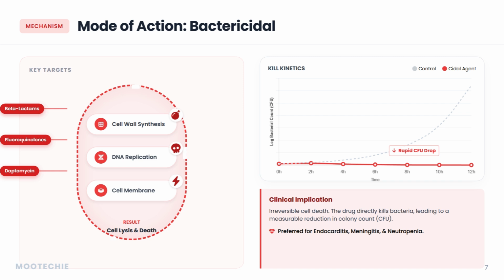The clinical implication is clear. This is irreversible cell death. The drug directly kills bacteria, leading to that measurable drop in CFU. Because of this direct action, they are preferred for serious conditions like endocarditis, meningitis, and neutropenia.